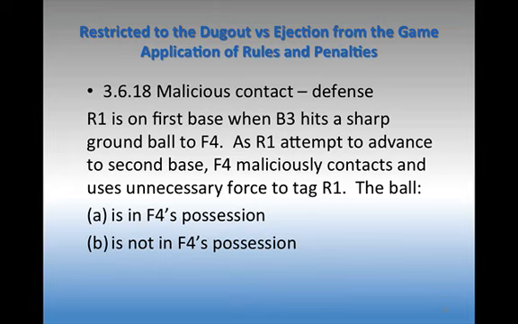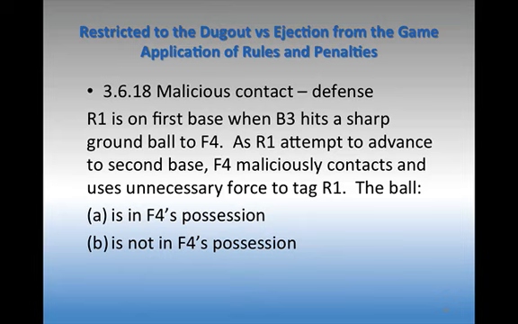Malicious contact, defense. R1 is on first base when B3 hits a sharp ground ball to F4. R1 attempts to advance to second base. F4 maliciously contacts and uses excessive force to tag R1. The ball, A, is in F4's possession, or B, is not in F4's possession. Yes, this happens. Have you never watched Mean Girls?